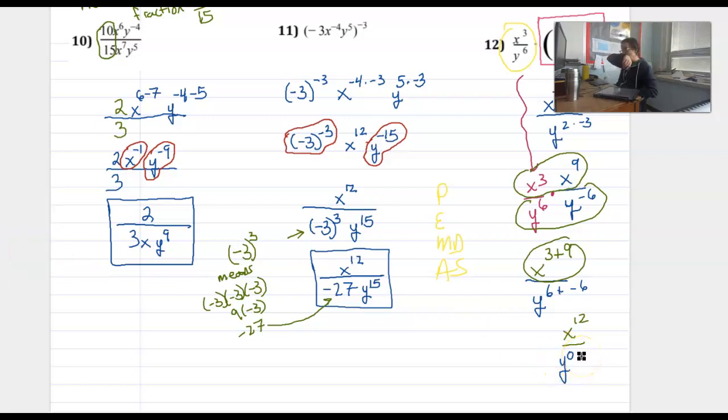And here's where you get to test yourself. Do you remember what it means to raise something to the 0 power? When you raise something to the 0 power, it just is going to equal 1. And we don't usually write 1 in the bottom of a fraction. It's usually a waste of ink. So essentially, these y's cancel each other out, and our final answer is just going to be x to the 12th.